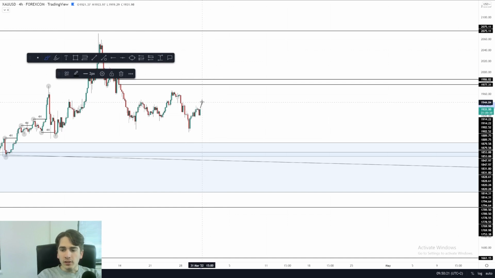At the moment, just waiting for a little bit of a higher price action once again to look for shorts from this area of supply, which took at this trend line. So that is it from gold.